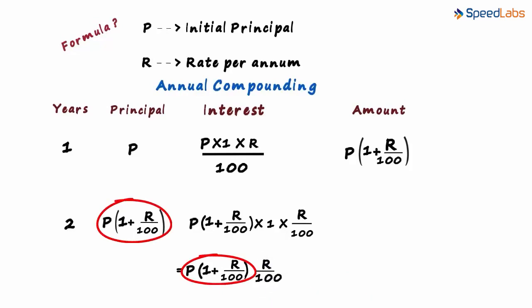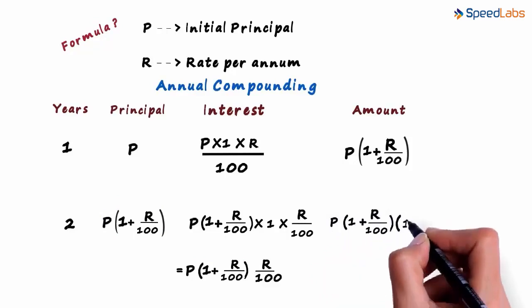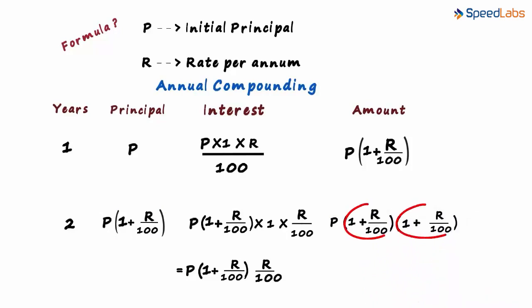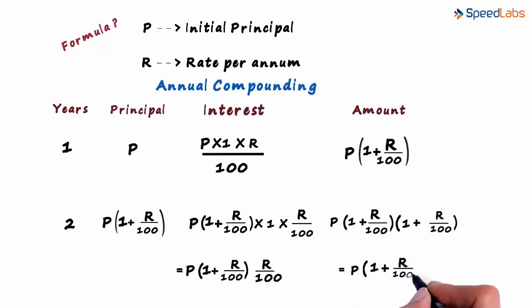P multiplied by 1 plus R by 100 is common to both the terms. Hence, this can be written as P multiplied by 1 plus R by 100 multiplied by 1 plus R by 100. These two are the same binomials. Hence, this can be written as P multiplied by 1 plus R by 100 the whole squared. Look at the trend. For the first year, it is just 1 plus R by 100. In the second year, it is 1 plus R by 100 the whole squared. P remains common.